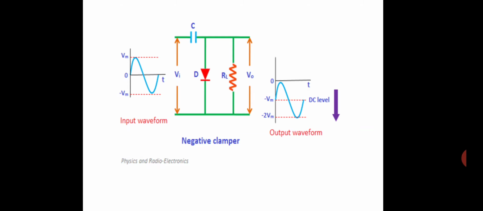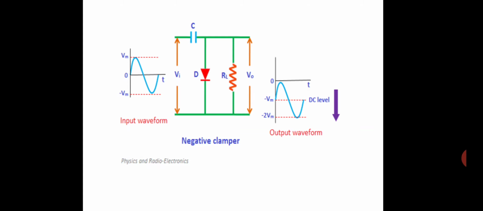In the construction of a negative clamper circuit, only a capacitor, diode, resistor and input supply are used. The capacitor is connected with the input supply, and the diode and load resistance are connected in parallel, and the output is taken at load RL. What happens when the positive cycle is given to the diode?